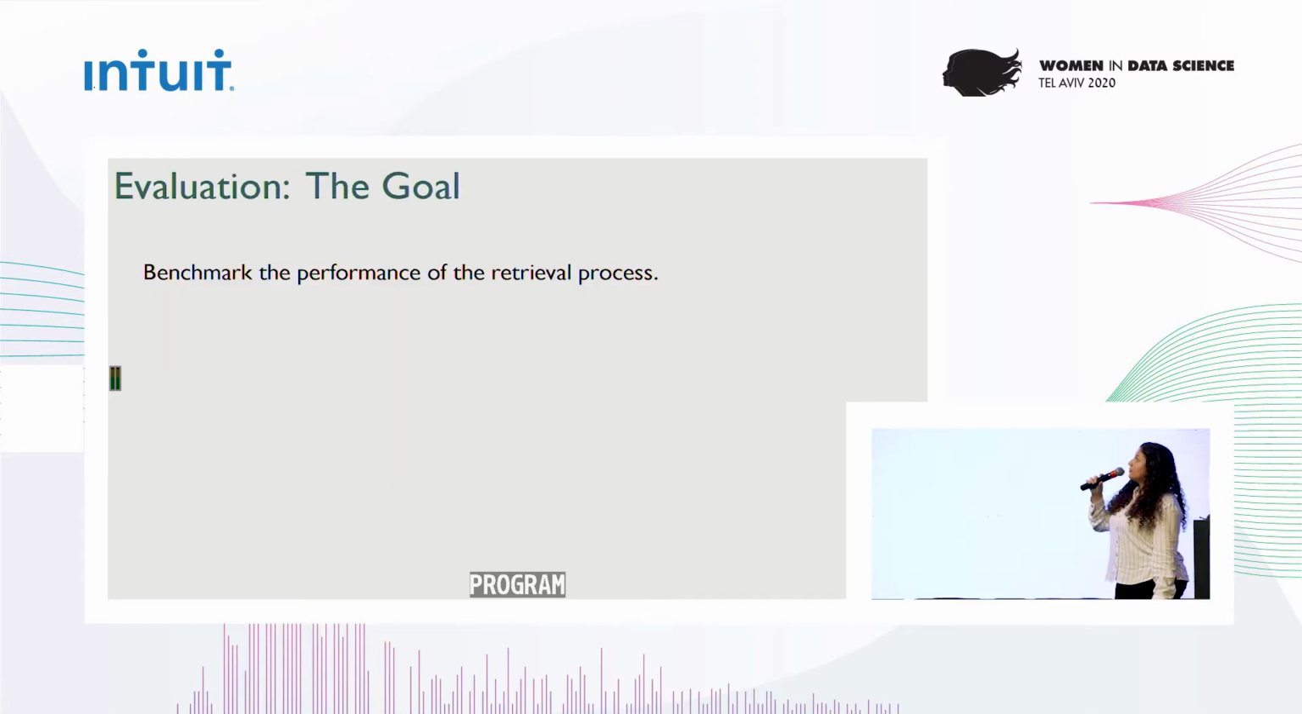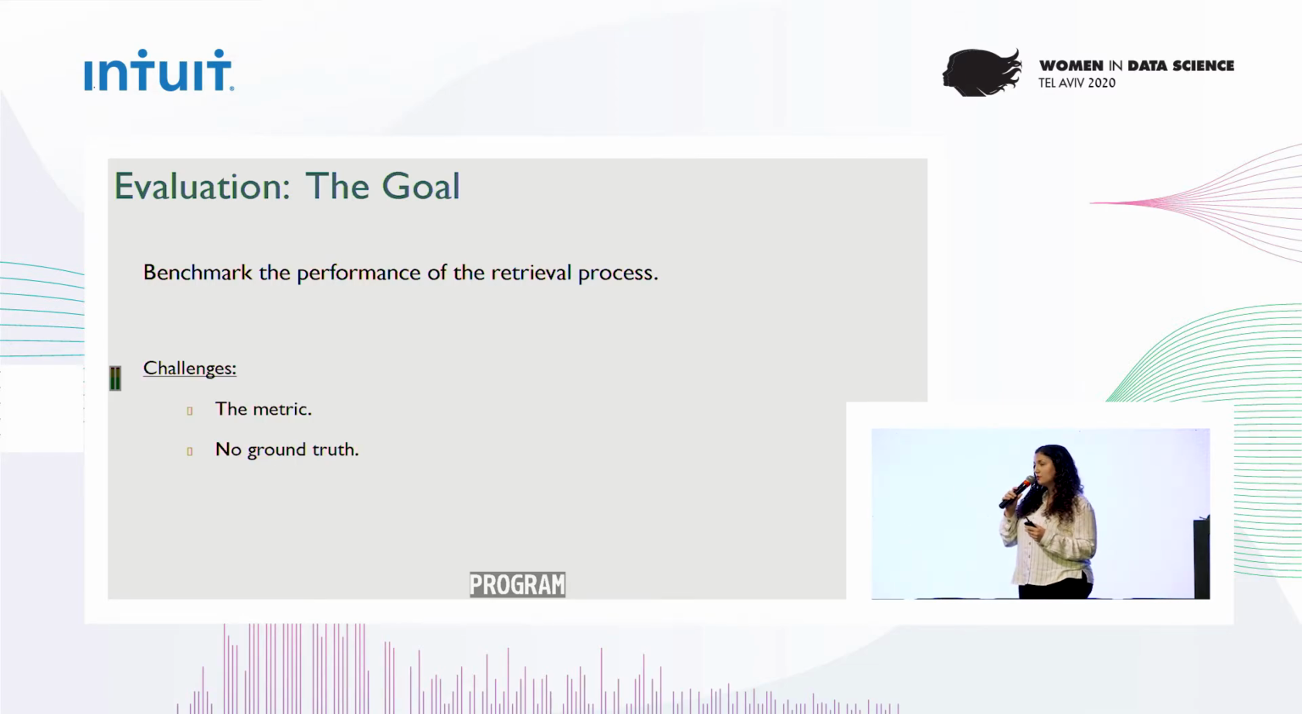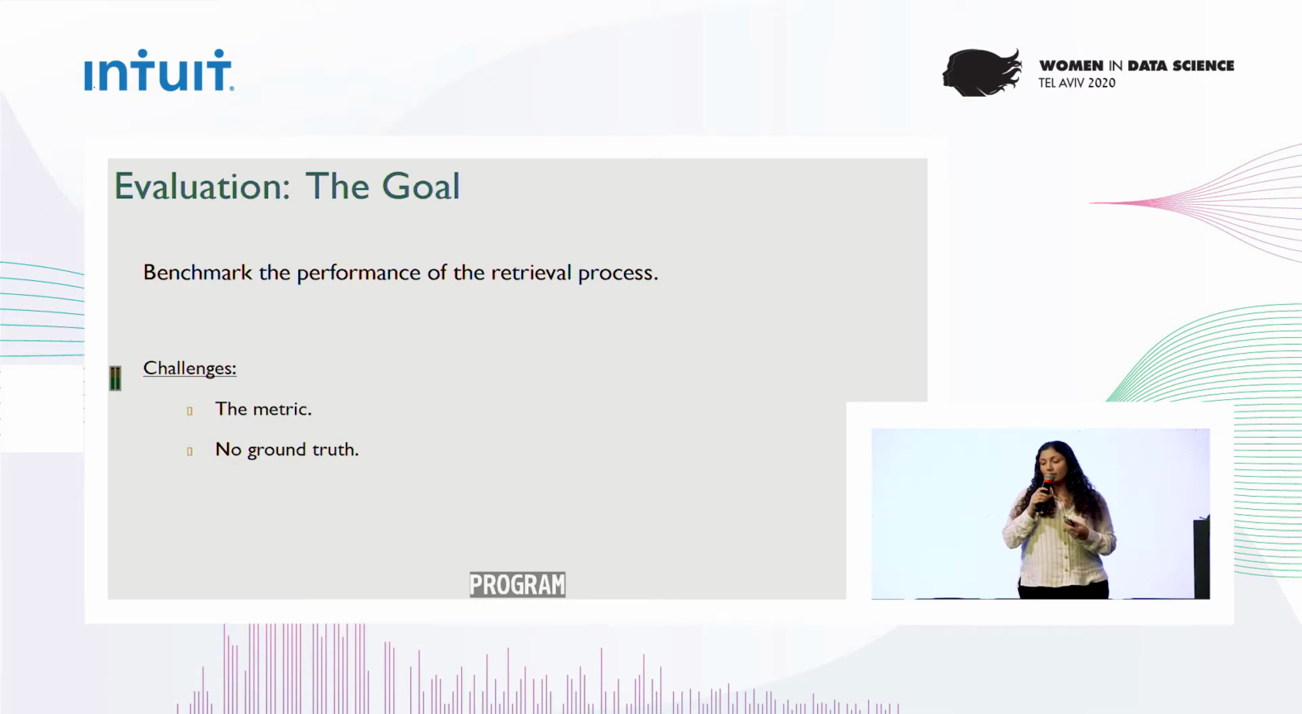Okay, the goal of the evaluation was to benchmark the performance of the retrieval process. But we had a few challenges. First, we had to decide what would be the best metric, because we knew the journalists wished to see the most visually similar results, and we knew that the journalists wished to see them in the top ranks. But we had no ground truth, because for each of the query images, we couldn't know if it has similar images in our index or not, and we could not check this because the index is very big.